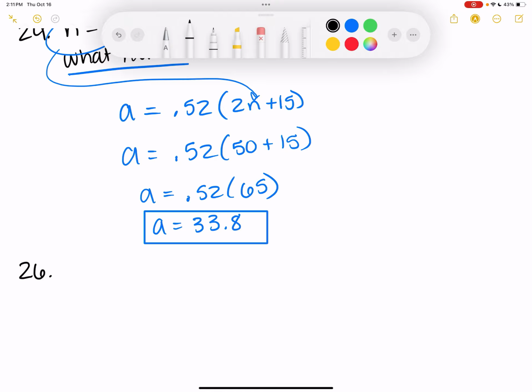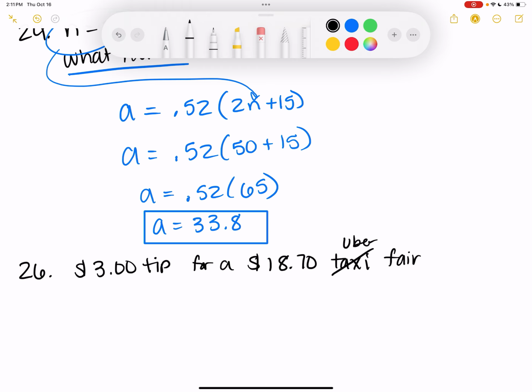26. Find the percent. Round your answer to the nearest whole percent if necessary. So 26 is a $3 tip for an $18.70 taxi fare. Maybe I should change this to Uber for y'all. No, I like taxi. That's also not how you spell fare. This is fine. That's why you're not in English class. It's a different use of fare. It's not like a fair game. This is like money.